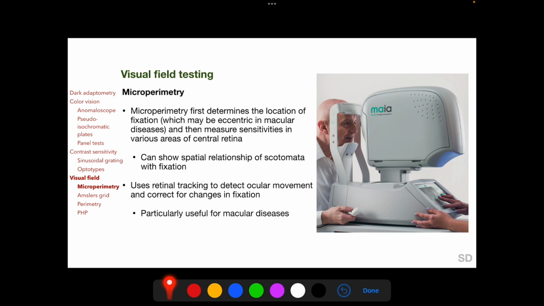Coming to visual field testing, we will be discussing 4 modalities of visual field testing: microperimetry, Amsler's grid, standard perimetry, and preferential hyperacuity perimetry.